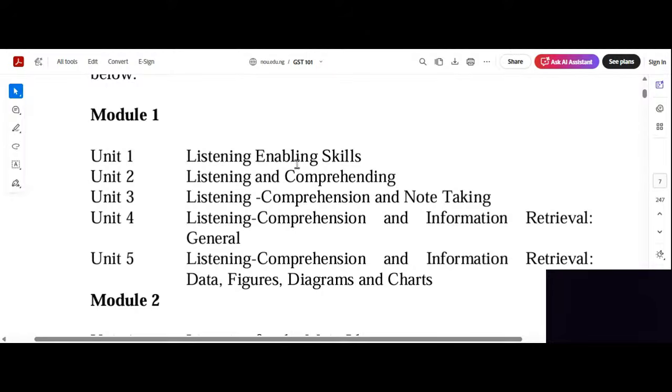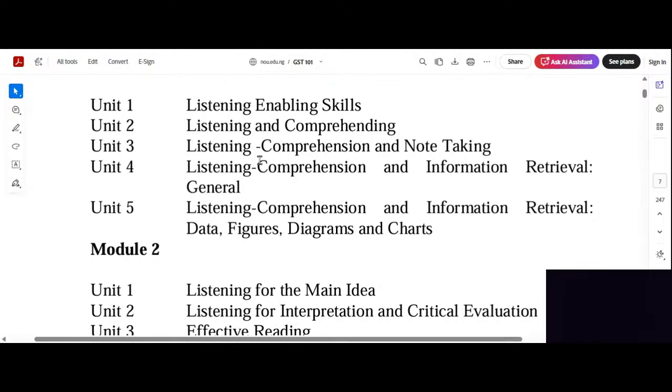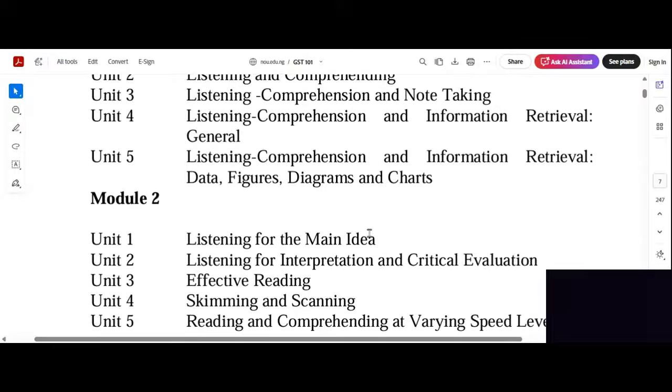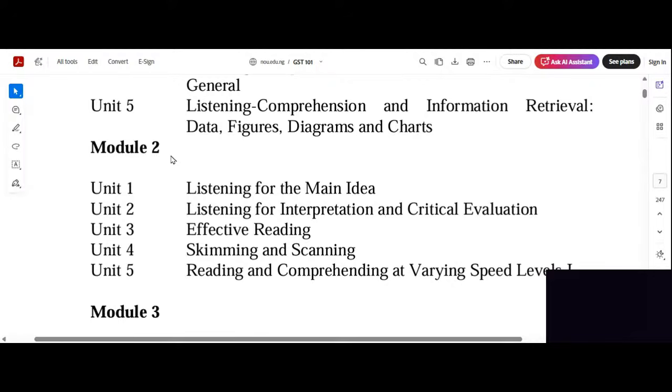Number 2 is we'll talk about listening and comprehension. What is the relationship between you listening to someone and understanding that person? The synonym for comprehension is understanding. So you listen and you understand. What is the relationship? Now, we'll also talk about listening comprehension and note taking, listening comprehension and information retrieval for general purpose, and then information retrieval for data, figures, diagrams, and charts. And that will lead us to module 2.